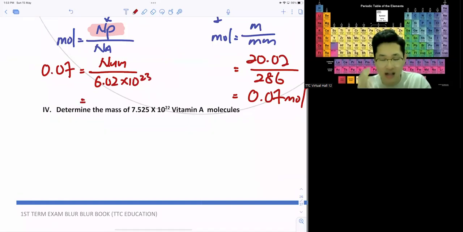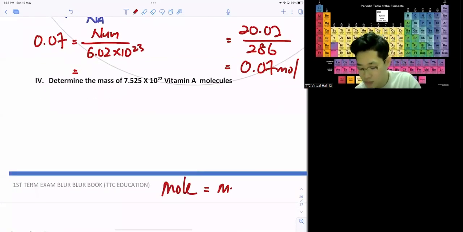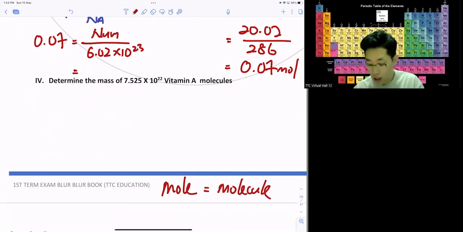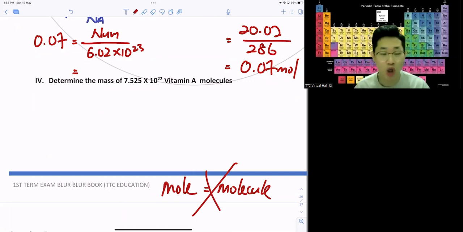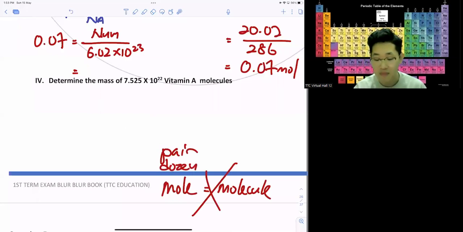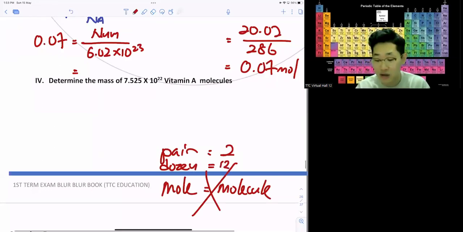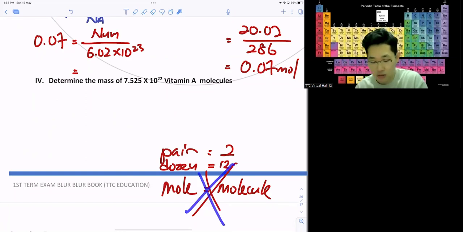By the way, there's something I want to clarify here. Most of the students always think that mole is actually molecule. No, mole is mole, molecule is molecule. What is mole? Mole is like a penjodoh bilangan. We have a pair, a dozen, and then a mole. Mole is the counting unit being used in your chemistry. It represents a number. A pair is 2, a dozen is 12, and 1 mole is equal to 6.02 times 10 to the power of 23. So it represents a number, not molecule.